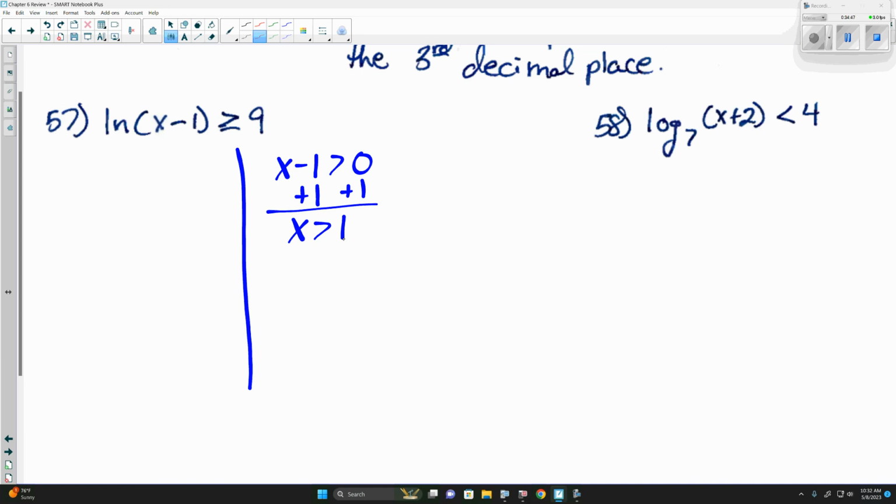Okay. Now that we have this, we can go on and actually start solving the problem here. Now, since the natural log is already by itself, we can put both sides to the base of e, because e and ln will cancel, telling us x minus 1 is going to be greater than or equal to e to the 9th.